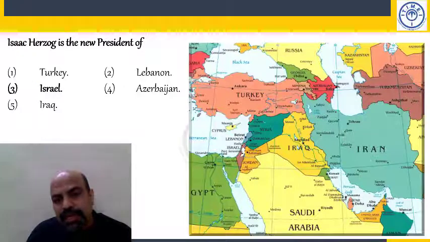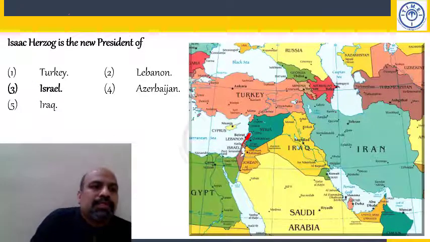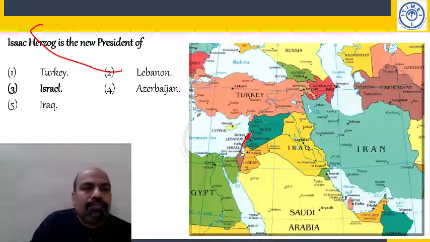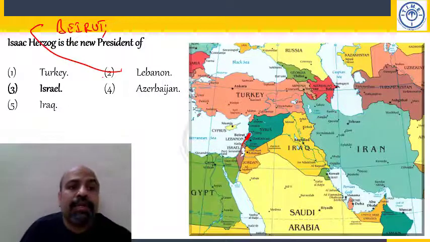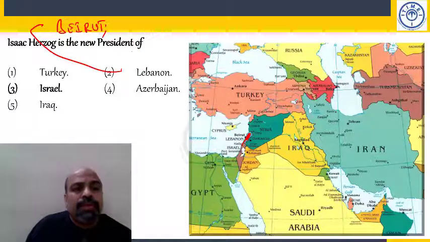Lebanon is a country that's in deep trouble. This is Lebanon. It's a very tiny country, you can see here. Lebanon's capital is Beirut. There is a very good movie called Beirut. Watch it if you can. It's a true story.